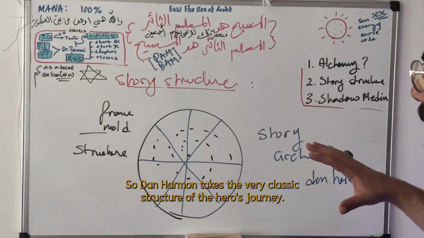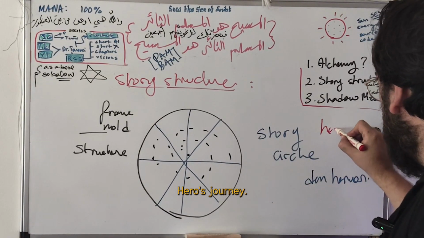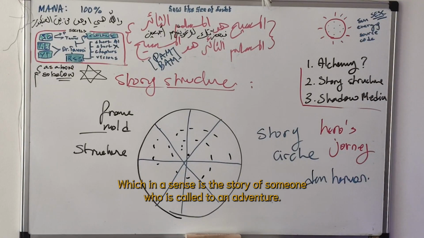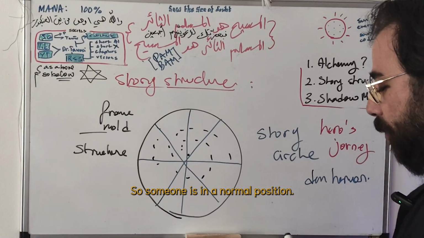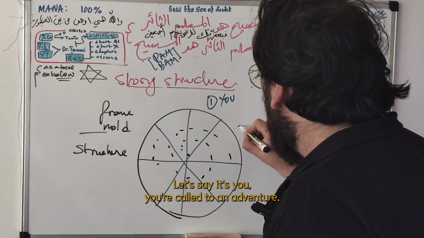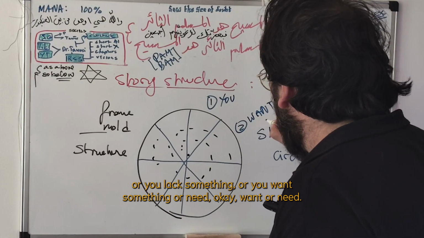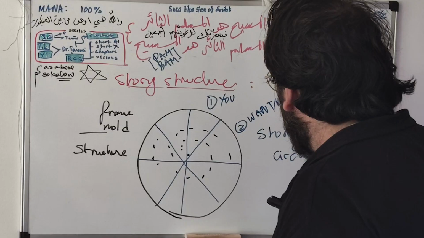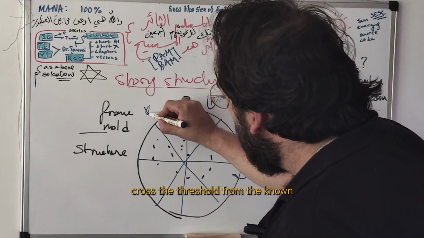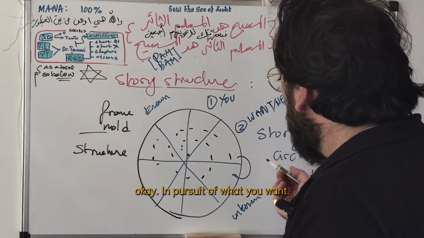So Dan Harmon takes the very classic structure of the hero's journey. I'm sure you've all heard about it, hero's journey, which in a sense is the story of someone who is called to an adventure. So someone is in normal position, let's say it's you. You're called to an adventure, or you lack something, or you want something, or need, okay? Want or need. So you decide to cross the threshold from the known to the unknown, okay, in pursuit of what you want.